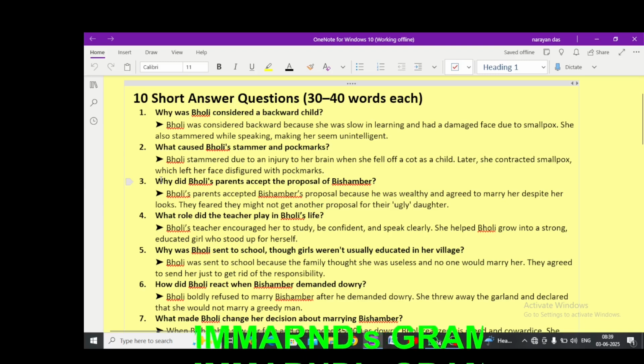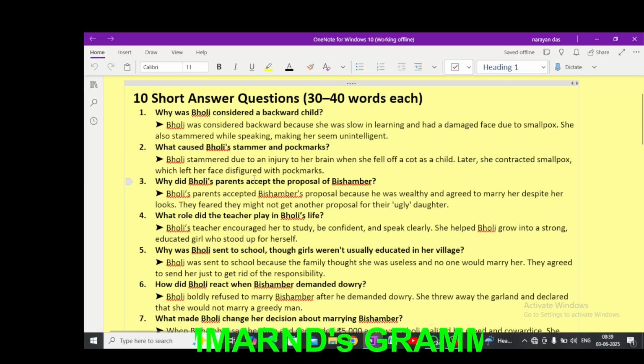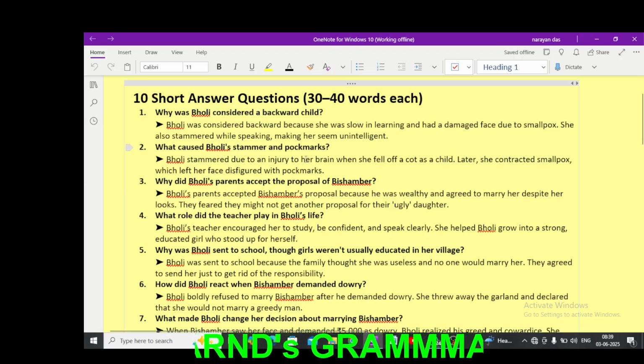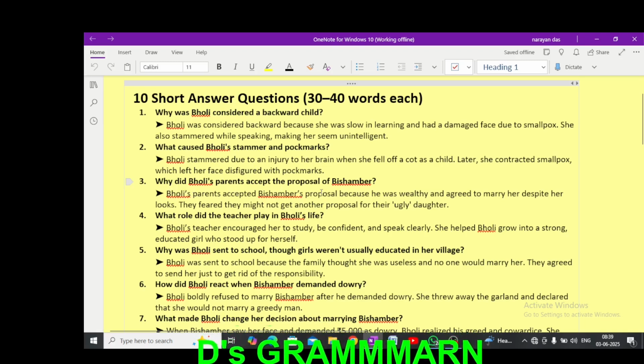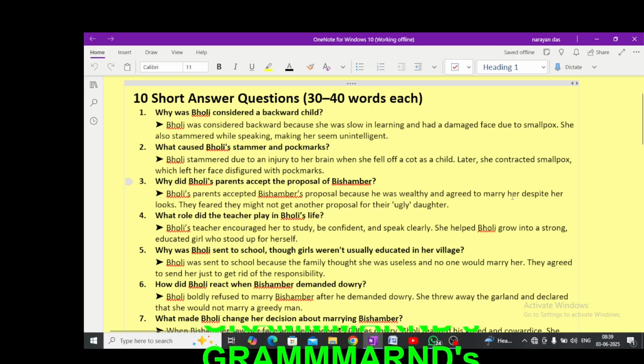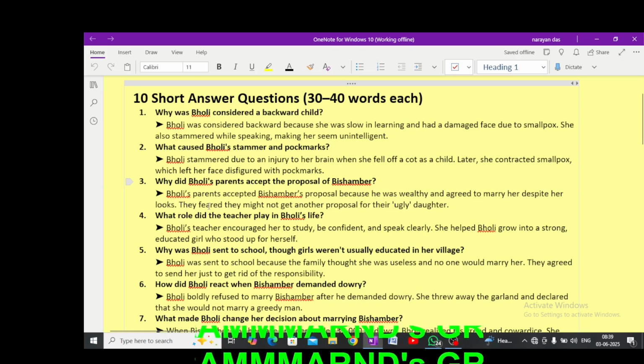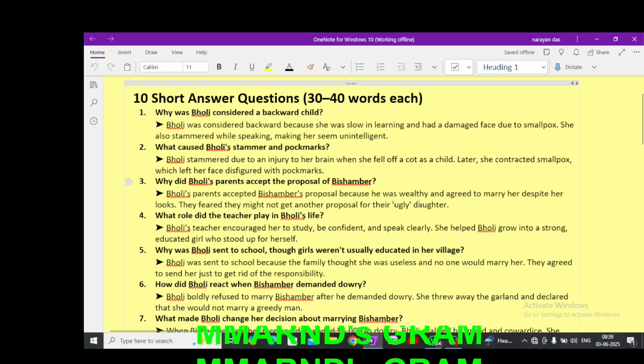Number 3. Why did Bholi's parents accept the proposal of Bishambar? Answer. Bholi's parents accepted the proposal because he was wealthy and agreed to marry her despite her looks. They feared they might not get another proposal for their ugly daughter.